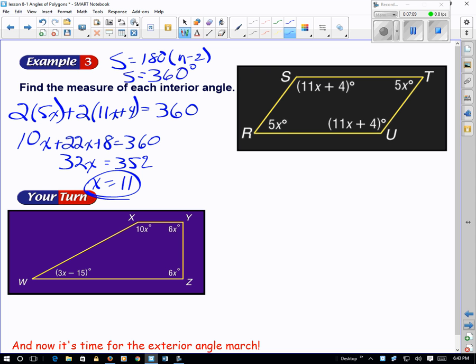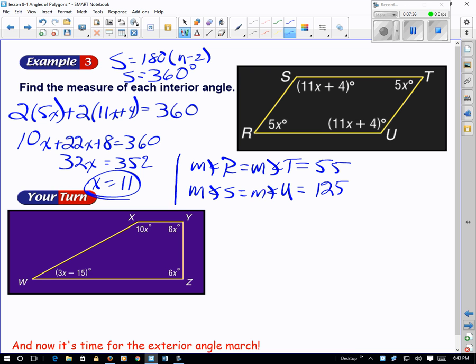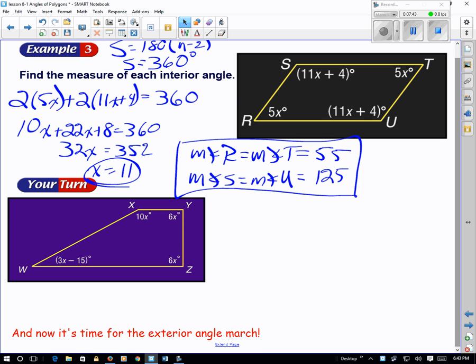Now, once again, as we should always do, make sure that you've answered the original question that was asked. So we want to know the measure of each angle. So the measure of angle R is equal to the measure of angle T, which are both 55, and the measure of angle S is equal to the measure of angle U, and those are both 125, plugging back into the original expressions. Give that a try in the next problem.